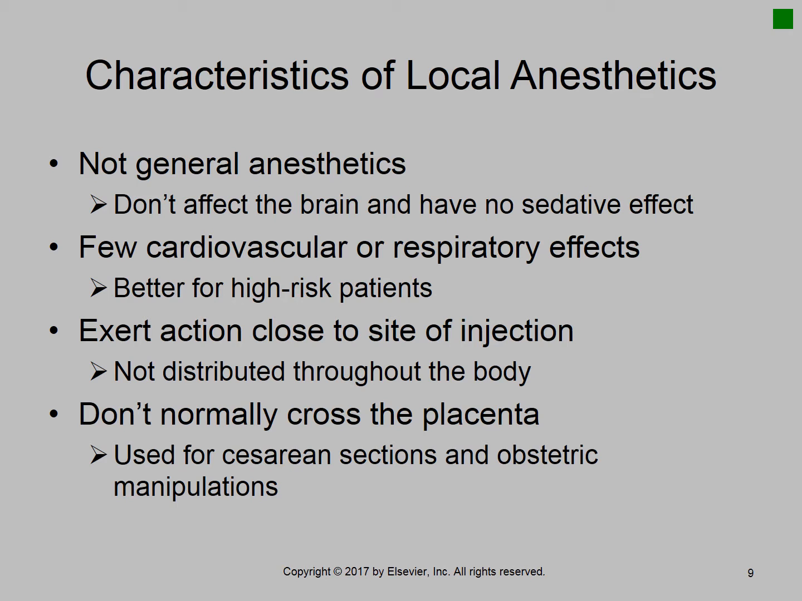They have very few cardiovascular or respiratory effects, and they are excellent for high-risk patients. They exert action close to the site of injection, so they do not distribute throughout the body. They don't go everywhere. You get to keep them locally. And they don't cross the placental barrier, so they are excellent for cesarean sections and obstetric manipulations.